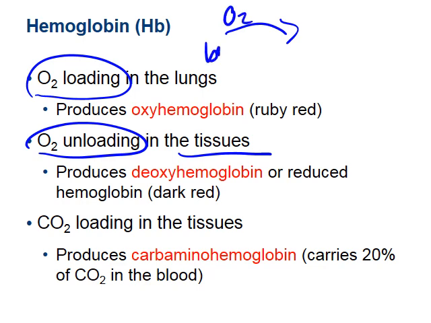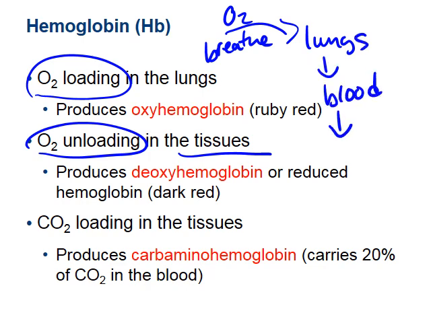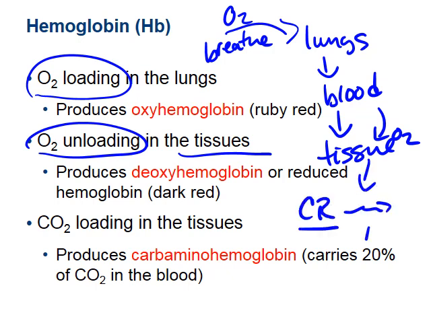You breathe oxygen into the lungs, then it's going to get transported to your blood, and then it's going to be delivered to your tissue, and you're going to drop off the oxygen so that your tissues can do cellular respiration and make ATP. They just wanted to show you that there are some color-related differences due to the number of hemes and whether they're bound or not bound.